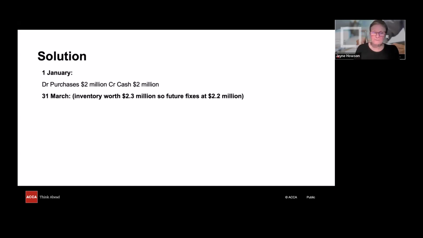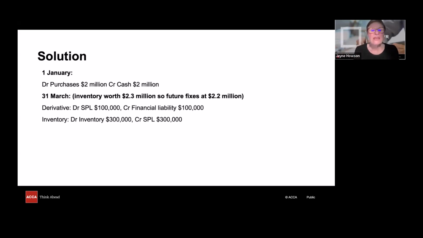Now, watch this. The derivative now has a value of 100,000. Why? Because I know that my initial value was 110, and that's going to fix the value of my gold at 2.2 million. But the inventory at the moment is valued at 115. So at the moment, my inventory has a value of 2.3 million.